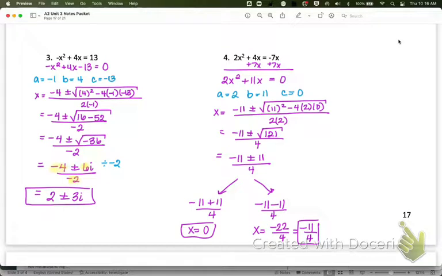Alrighty, here are the answers that you should get. Now, take a moment to pause and check through your math if you need to. I want to explain a couple of things about the final answers here. On number 3, we check the triangle to simplify. We get 6i because it's the square root of negative 36. Now, when we check the triangle to simplify, we can divide all of those by negative 2.